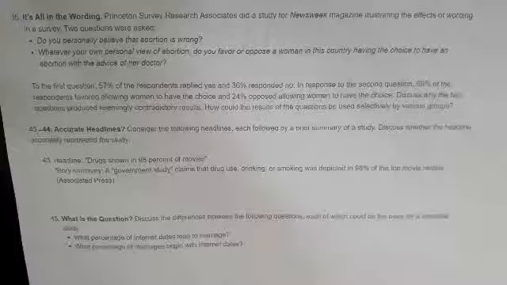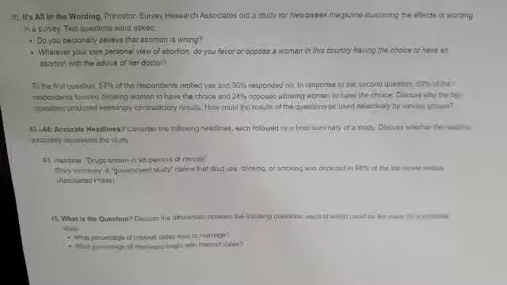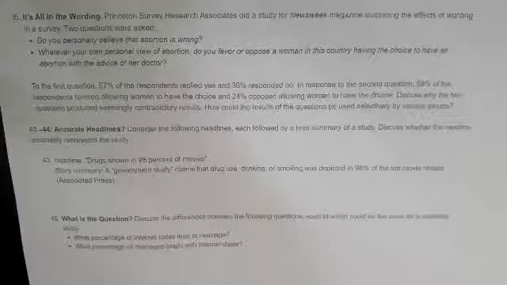So they asked 2 questions. Do you personally believe that abortion is wrong? And whatever your personal view of abortion, do you favor or oppose a woman in this country having the choice to have an abortion with the advice of her doctor? So the first one, they get like what, 57% of respondents say yes, 36% say no. And the second question, 69% say yes, and 24% say no. And discuss why the 2 questions produce seemingly contradictory results. How could the results of the question be used selectively by various groups?